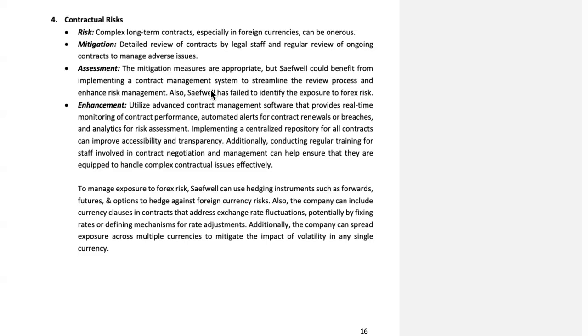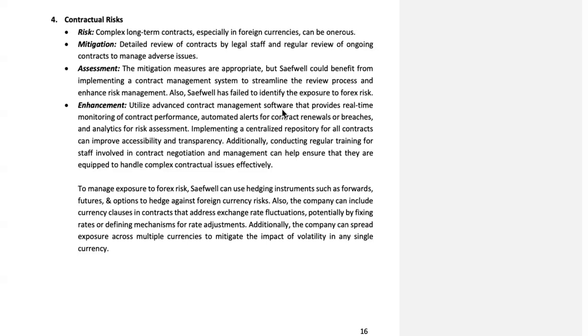Why am I suggesting that we should implement a contract management system? Because if we implement it, we are in a position to streamline the review process and enhance risk assessment and risk management. And on top of that, as I mentioned earlier, Saefwell has failed to identify the exposure to forex risk. And what type of enhancements am I suggesting? As I mentioned earlier, we should invest in contract management software.